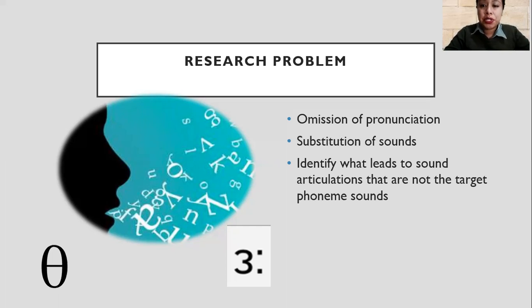If there is omission of pronunciation, and in this case, pronunciation is a feature of speaking and should not be overlooked, but rather integrated into teaching and learning. There has been substitution of sounds for the th and the when they are pronounced. And it's important to identify what leads to these sound articulations that are not the target phoneme sounds in question.